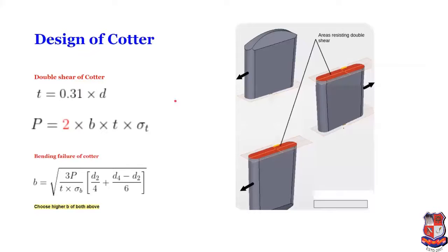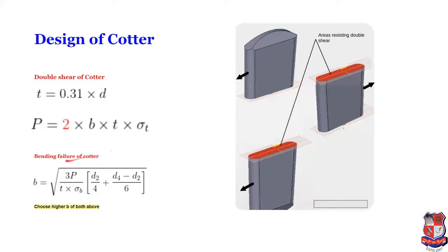The last one is design of Cotter. For the Cotter, we have an empirical relation to find out the thickness of the Cotter. T is equal to 0.31 into D. Again here it is a double shear. This is the line of action of force. First resisting area is this one, second resisting area is this one, right? So total area is B into T into 2. So P is equal to 2 into B into T into sigma T.